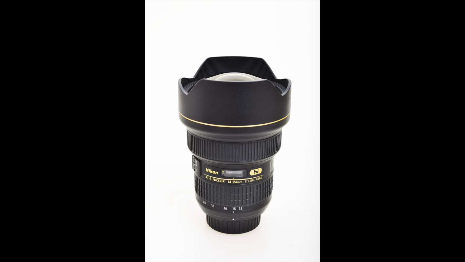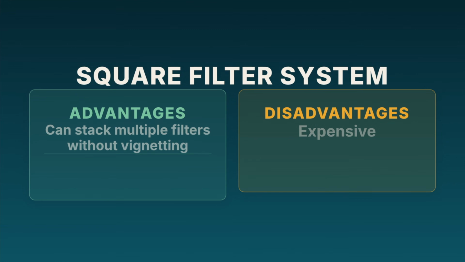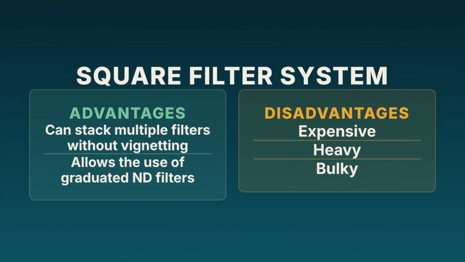You simply just can't do that with a screw-on filter. You can also stack up to 3 filters without vignetting on most setups. And the system fits over bulbous lenses, ultra-wide lenses, none of which can take a screw-on filter at all. The downside, it's bulky and it's expensive. A full square system for a full frame camera will set you back over 1,000 Australian dollars, and it will take up real space in your bag.